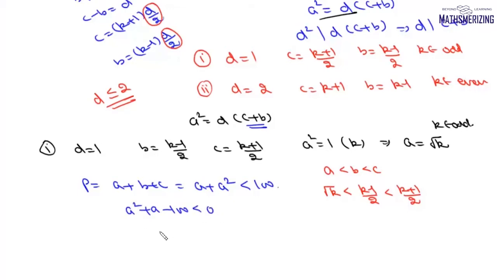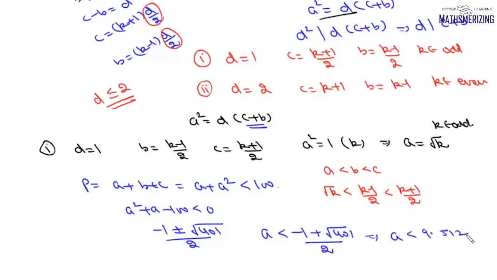Now if we find roots, it'll be minus 1 plus minus under root of 401 by 2. So from here we'll get this condition that a must be less than minus 1 plus under root of 401 by 2, which is a should be less than 9.512.